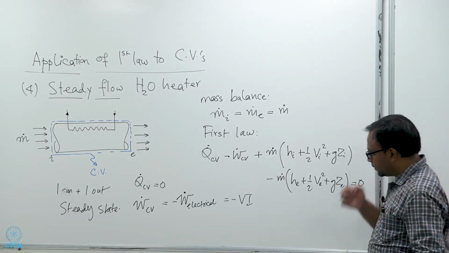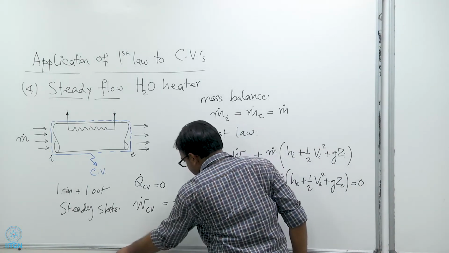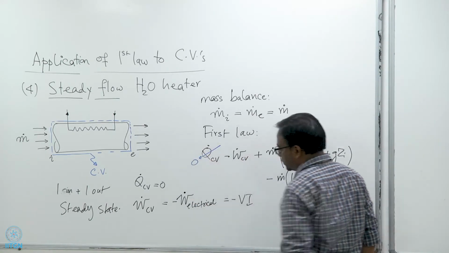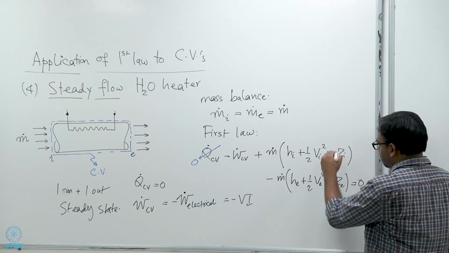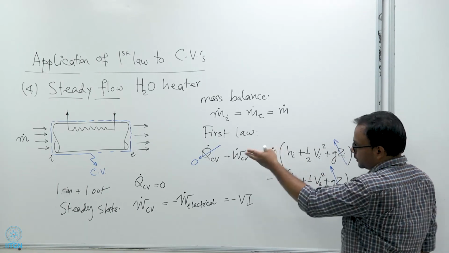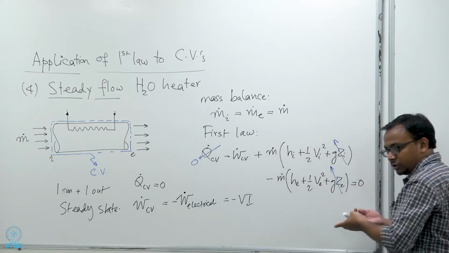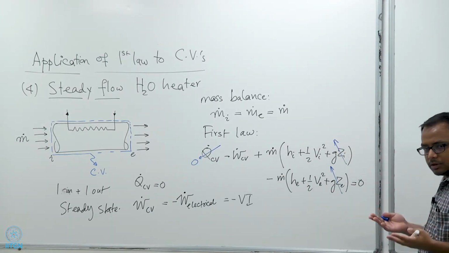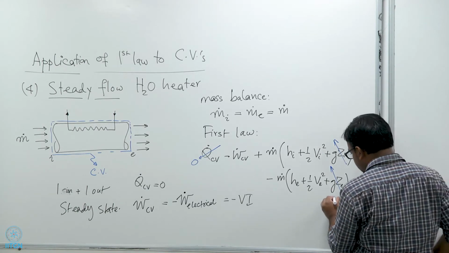So, m dot is the mass flow rate. Now, we can cancel terms one by one. We have already noted that Q dot CV is 0. Again we will neglect changes in potential energy. In fact, if this is a horizontal tube, there will be no change in potential energy, but even if this was not a horizontal tube, the change in potential energy will be negligible.